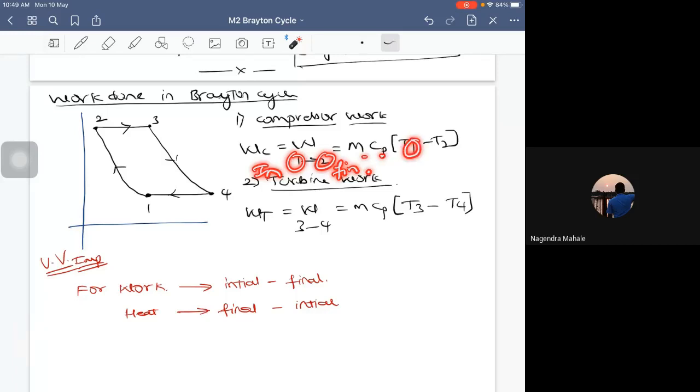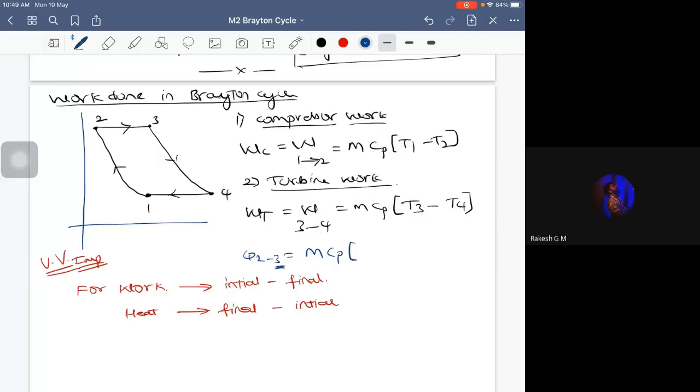1 minus 2. Can I get it? Suppose you want to calculate the heat flow from 2 to 3. How would you do it? Anyone? m Cp. For heat, it is final minus initial. So 3 is your final value and 2 is your initial value. Can anyone give me the expression to calculate heat flow from 2 to 3? T3 minus T2. Exactly. It is T3 minus T2. This is how it works. So for heat, it is final minus initial, and for work, it is initial minus final. So kindly take all this stuff in a box. It's very, very important.